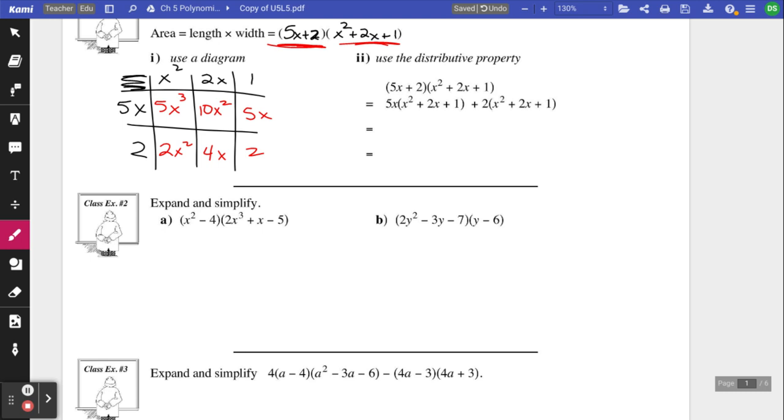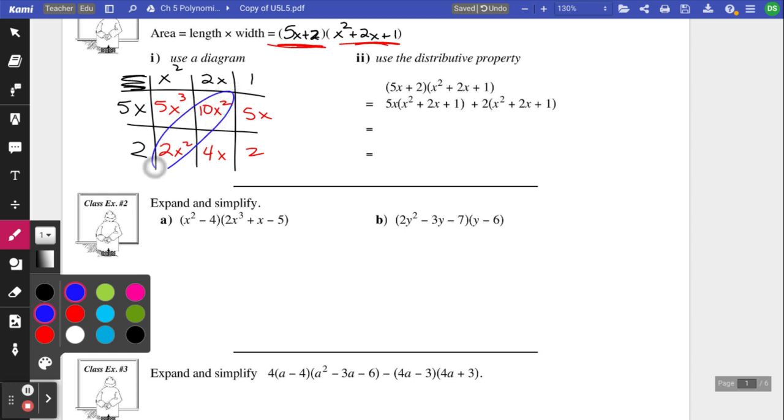Right? Follow what I'm doing there? This should be getting pretty familiar. And now we just combine like terms. I have a few things to combine. See these x squared terms? They'll combine. They're just plain old x squared. See these 4x's and the 5x's? They'll combine. So when I'm all done, it's probably better to pay attention. Okay. I'll get 5x cubed plus 12x squared plus 9x plus 2. Okay? So that's if you do it using a diagram.